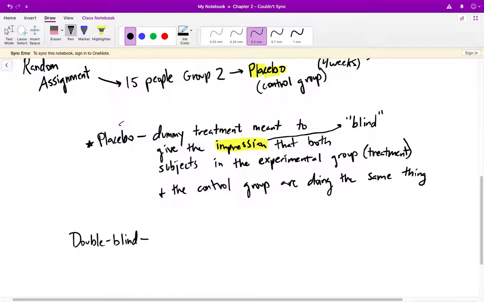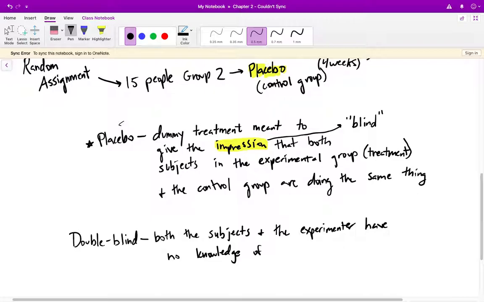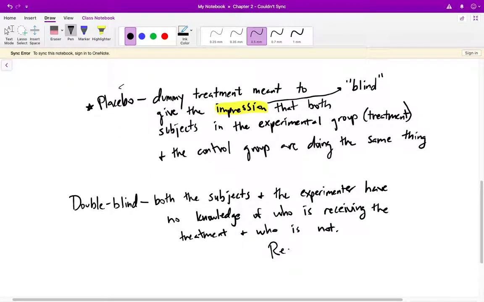So a double blind, again, is when both the subject and the experimenter have no knowledge of, we'll say, who is receiving the treatment and who is not. All right, and again, that's double blind. We do this to reduce bias. And again, that's double blind in a nutshell.